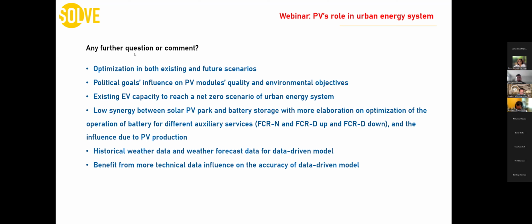Basically we have questions on the optimization of different scenarios, both existing and future, and especially the political scales' influence on the environmental objectives optimization. And then we also have comments about the EV capacity, how big it is enough to reach a net zero scenario. Then we also discussed, like just now happened, the technical optimization, where we have to see more elaboration on the optimization of the battery service for the grid. And then a few questions regarding historic weather data and also forecast data in the data-driven model, and also benefits from the technical data to improve the accuracy of the data-driven models. So I think it's quite a mixture of responses to our presentation today.